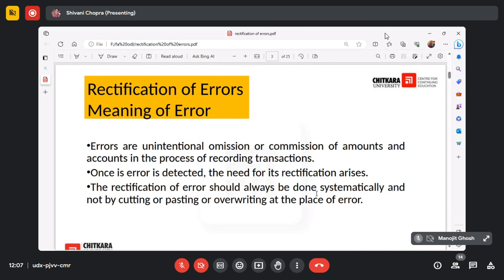Well, that used to happen in past times when the books of accounts were made manually. Nowadays, the books of accounts are not made manually, so there is no chance of overwriting or cutting or pasting. But yet, there is a procedure that must be followed. In order to operate on software as well, we must understand how the errors need to be rectified.